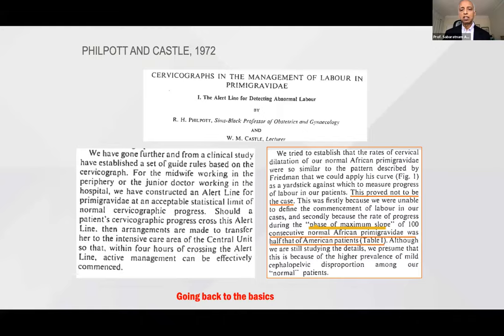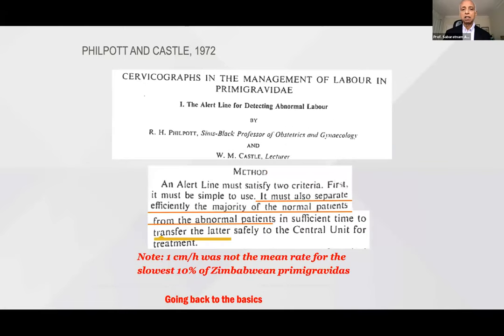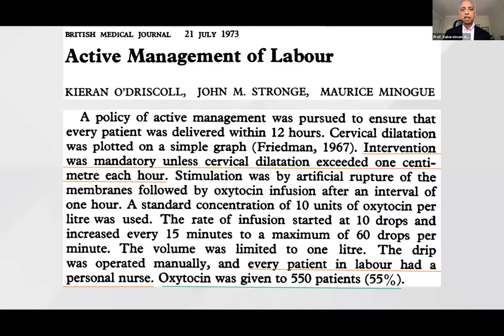Although he understood that the labor was progressing slowly, he stuck to 1 centimeter because there were no prospective studies. And his whole aim was to separate the majority of normal patients from abnormal patients and to avoid morbidity, because he was concerned about morbidity to the baby as well as the mother. So he stuck to 1 centimeter, although the slowest 10% of Zimbabwean women dilated much faster than that.